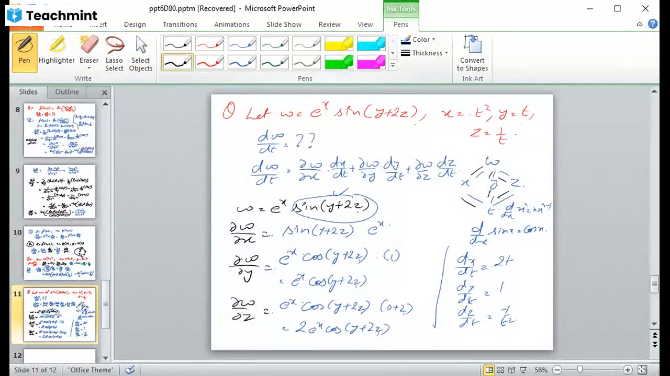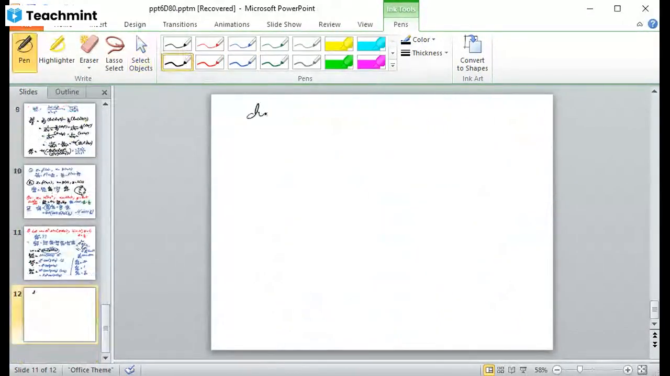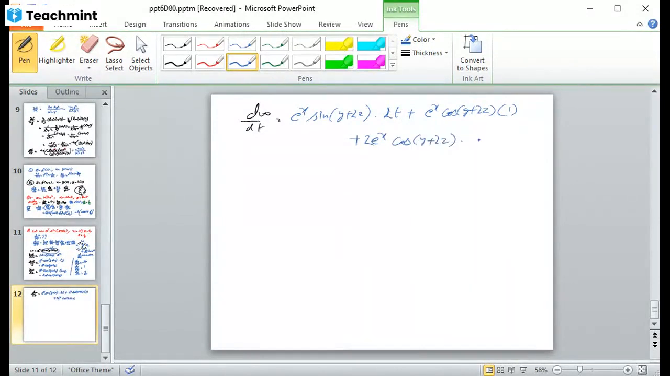So we can get here dw by dt equal to e power x into sine of y plus 2z into derivative of x with respect to t, which is 2t. Then e raised to power x into cos of y plus 2z into derivative of y with respect to t, which is 1, plus 2 times e raised to power x cos of y plus 2z into derivative of z with respect to t, which is minus 1 upon t square.